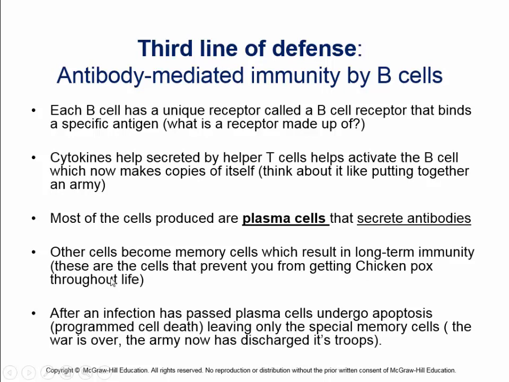If the infection has passed, plasma cells will then undergo a contraction phase using apoptosis, which is programmed cell death. This allows only the specialized memory cells to persist. So essentially, if we're thinking about this in the war example, the army has now been discharged, and you only leave a few people in reserves.